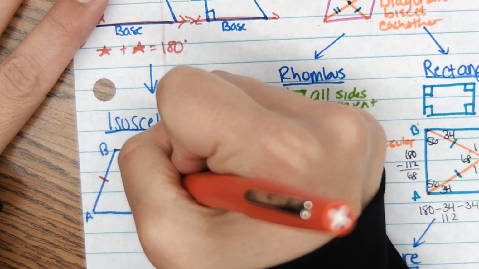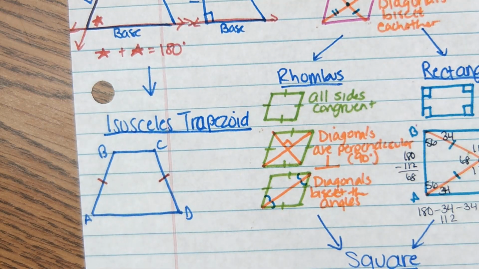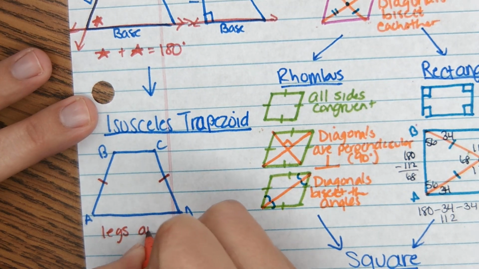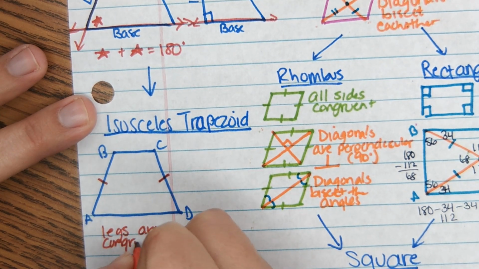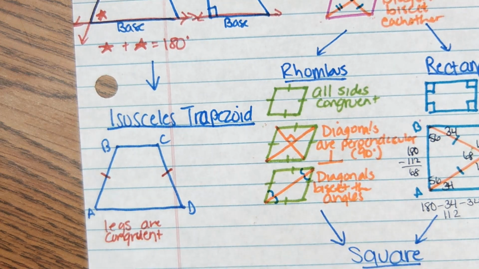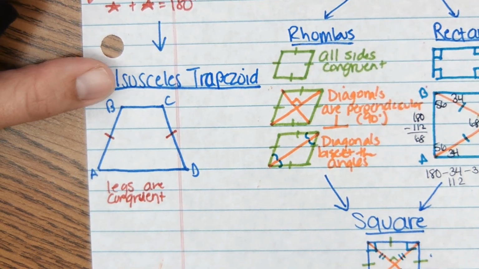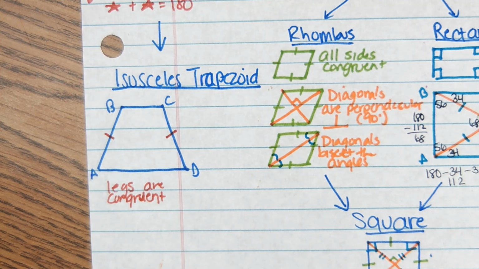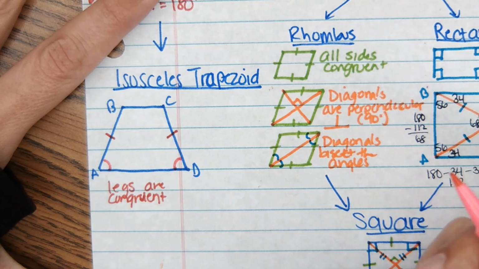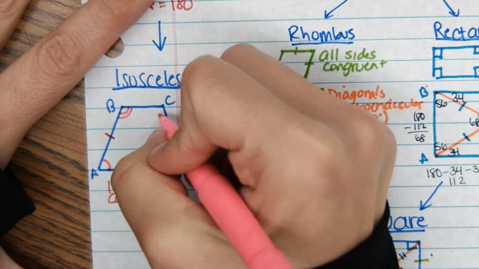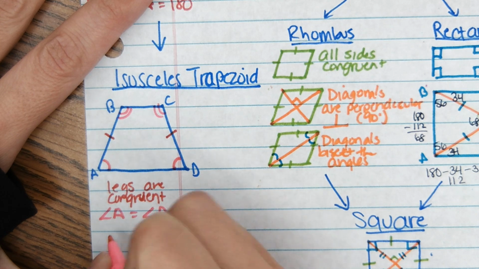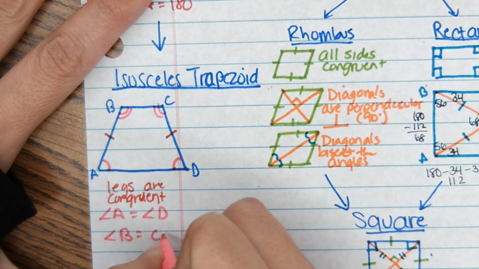And in an isosceles trapezoid, the legs are the same length. So the legs are congruent. And when that happens, the base angles are also congruent. So this angle, angle A, is congruent to angle D. And then angle B is congruent to angle C. So angle A equals angle D. Angle B equals angle C.